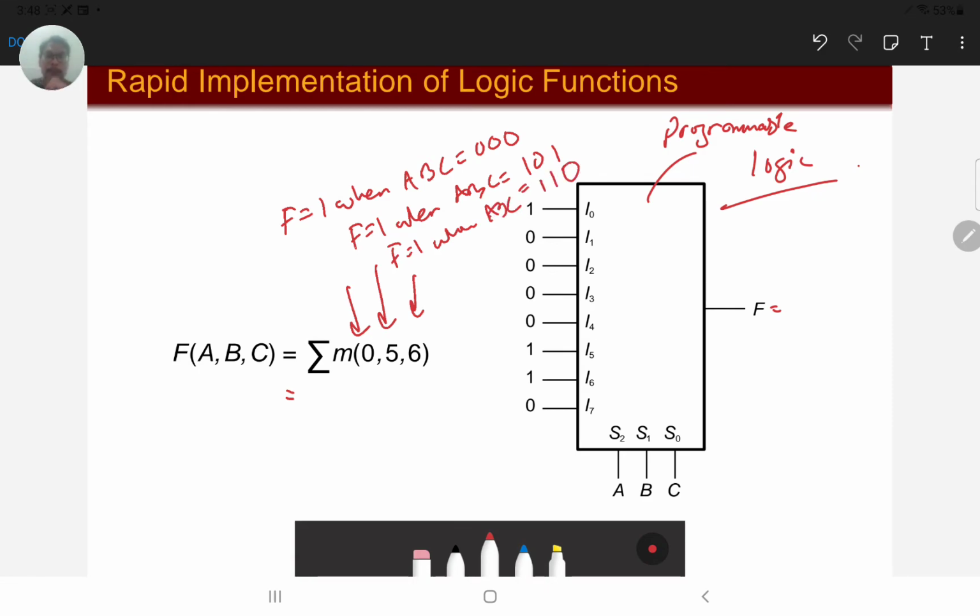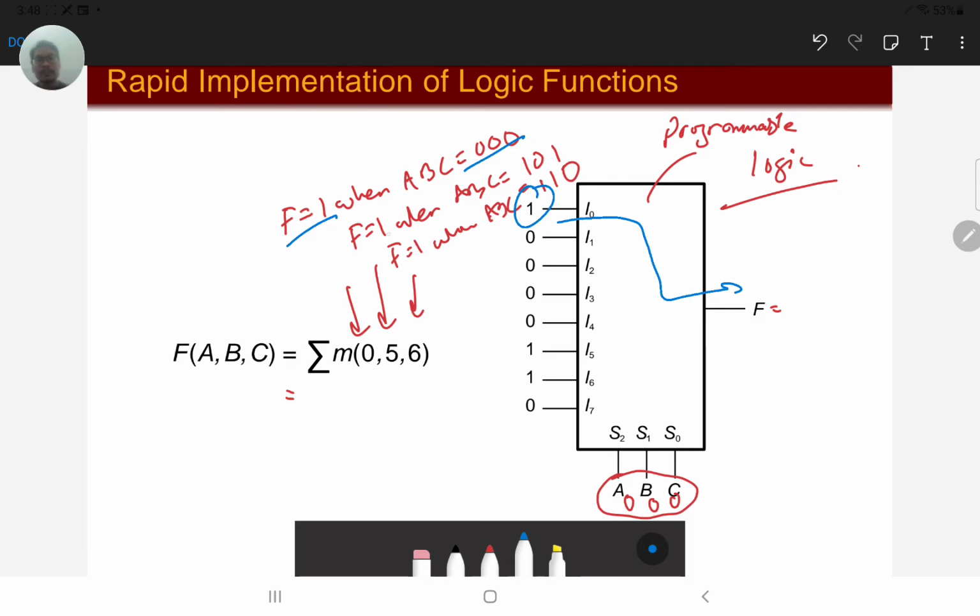So essentially what's going to happen is, notice that our ABC we put here as our input. When our ABC is 0, 0, 0, at this moment we want our F to be equal to 1, and therefore our F will take this value which is equal to 1. So F equals 1 when our ABC is 0, 0, 0.